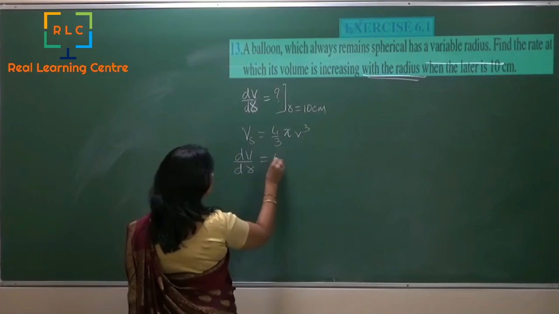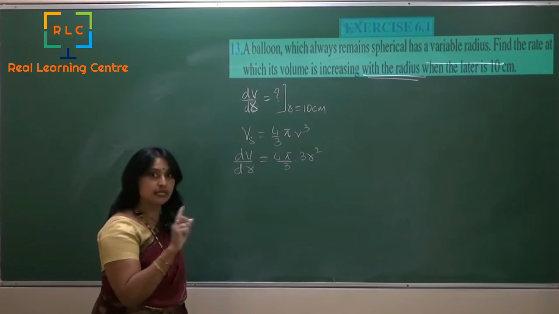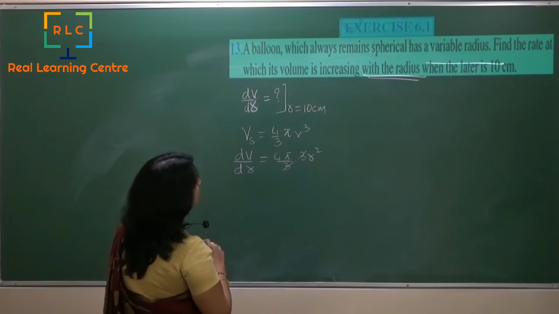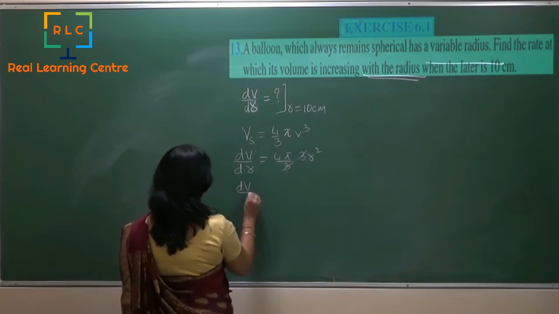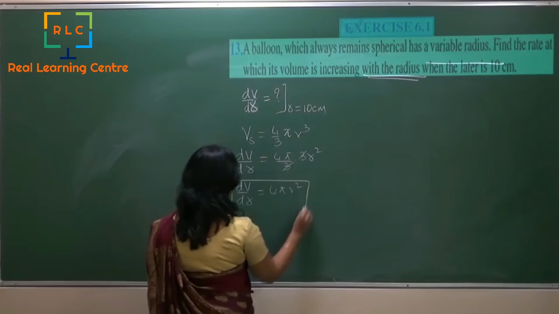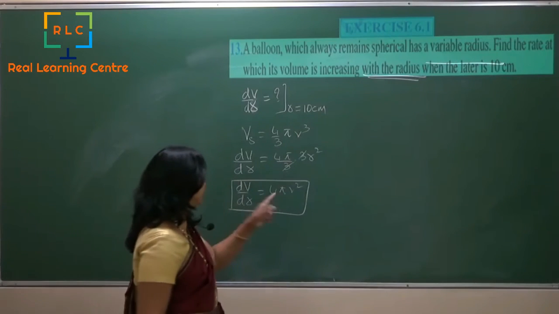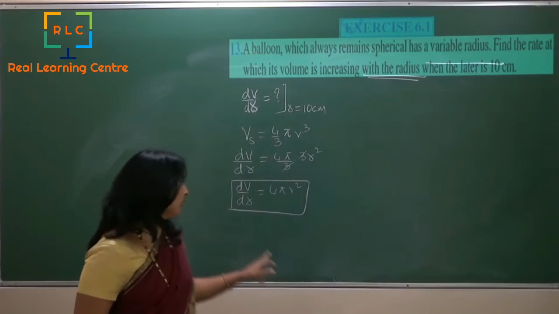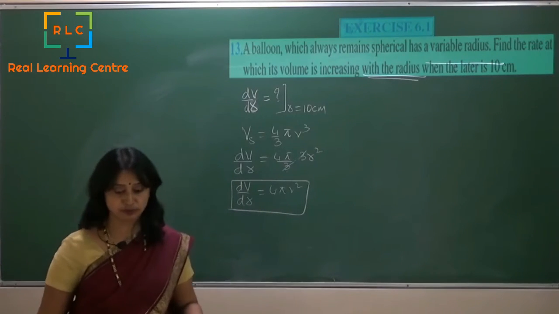dV by dr is equal to 4 pi by 3 into 3r square. Once again, there is no dr by dt. 3 will get cancelled. So we got dV by dr, and here this is one note point you should understand: when you differentiate volume of a sphere with respect to radius, you always end up getting the formula for surface area of a sphere. See, 4 pi r square is the formula for finding the surface area of a sphere.